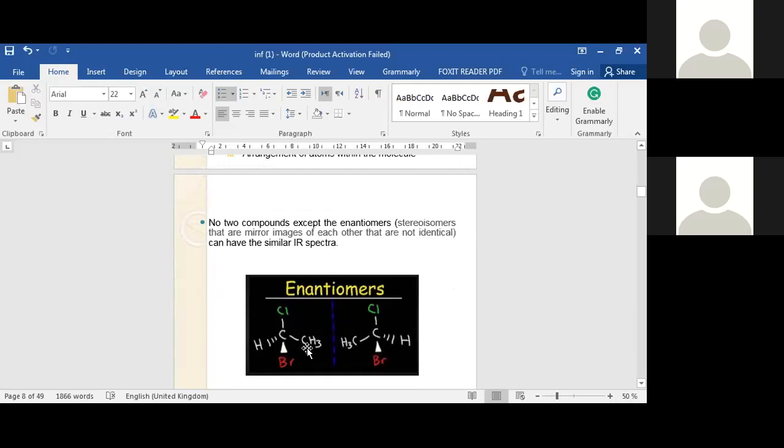So those two isomers are similar in the molecular weight and in the functional groups here. So they have bromide, chloride, CH3, and hydrogen. But they are different as mirror images, as you see here, but in the IR they are similar. Why? Because they have the same functional group, so we can't distinguish between them in the IR. So with these compounds, the IR is inactive.